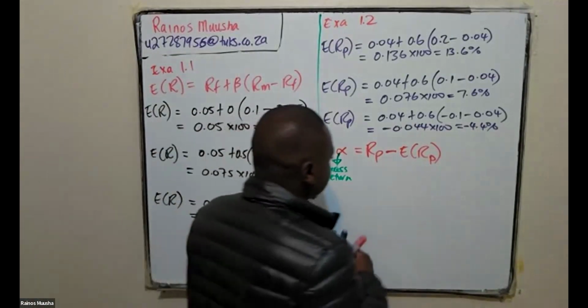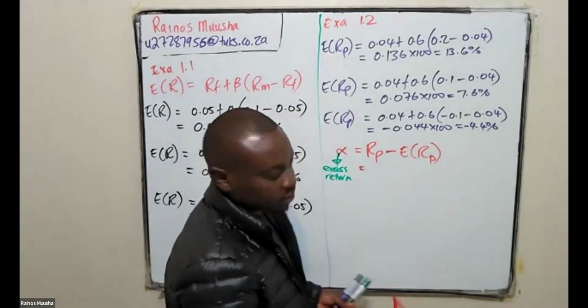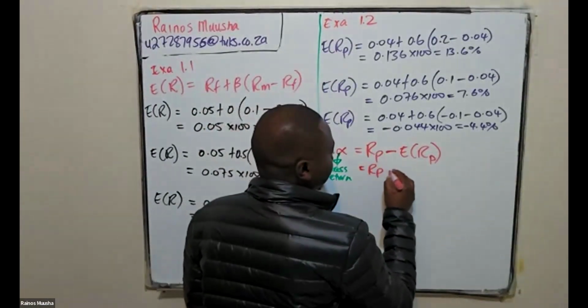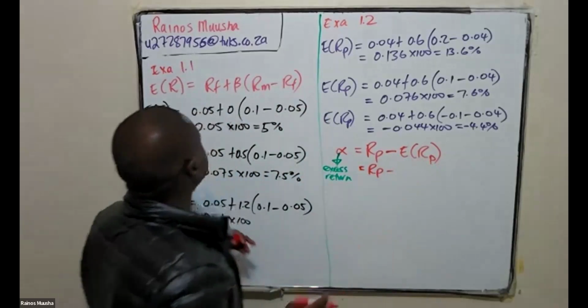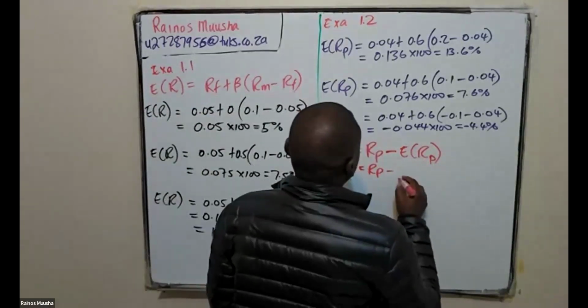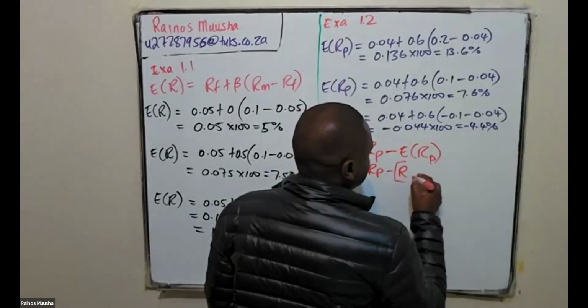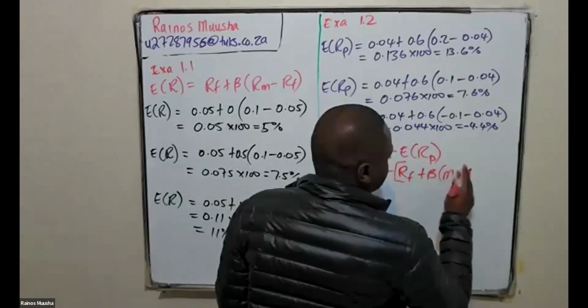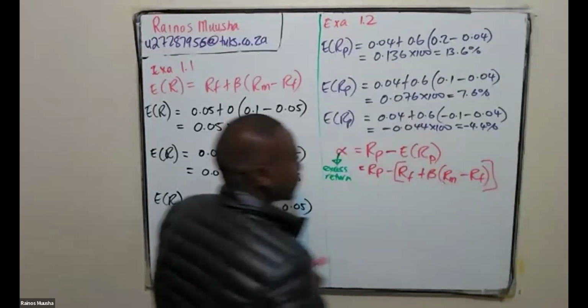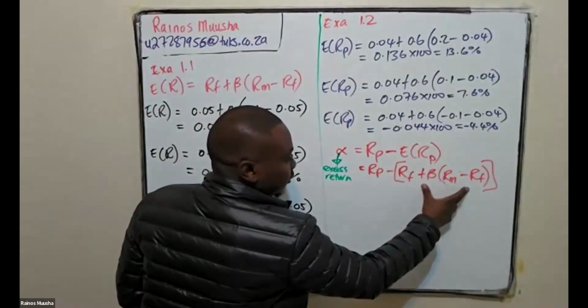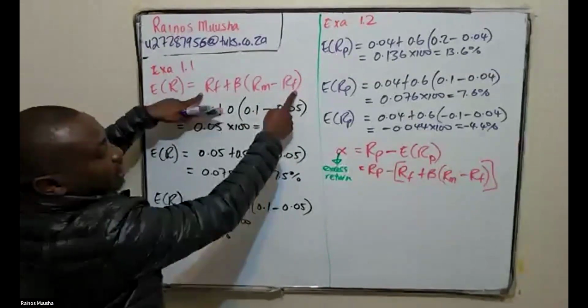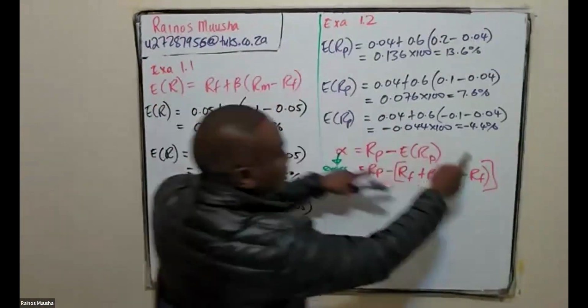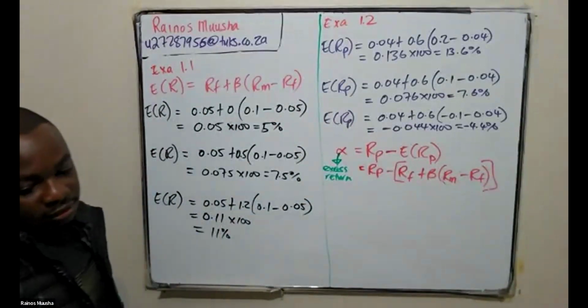So we know, looking at this as well, we can also further expand to say the alpha can also be given as the return of the portfolio minus the expected return of the portfolio, which can be given as the risk-free rate of return plus beta, in brackets, the return on the market minus the risk-free rate. So the expected return of the portfolio is basically given by this. I'm just plugging this in to represent the expected return of the portfolio.